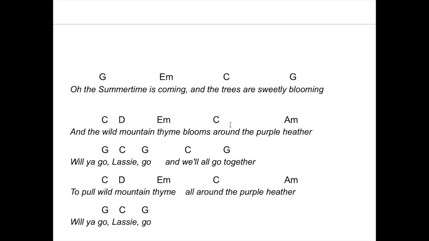Oh, the summertime is coming, and the trees are sweetly blooming, and the wild mountain thyme blooms around the purple heather. Will you go, lassie, go? And we'll all go together to the wild mountain thyme, all around the purple heather. Will you go, lassie, go?